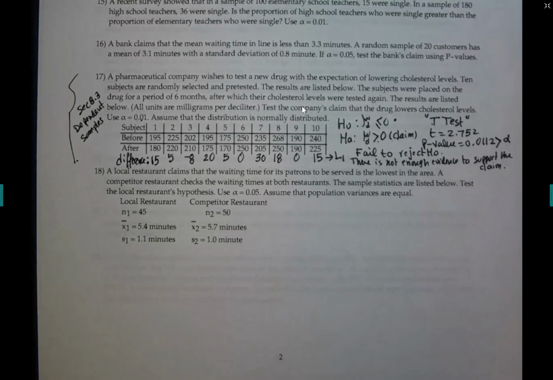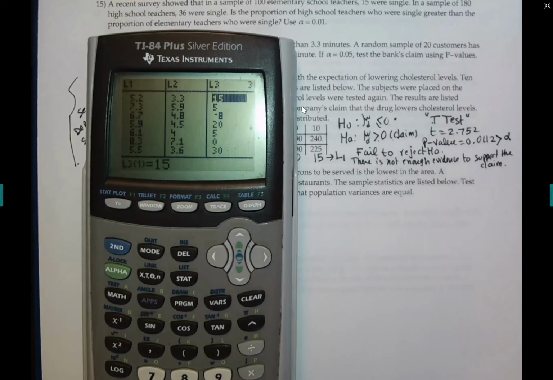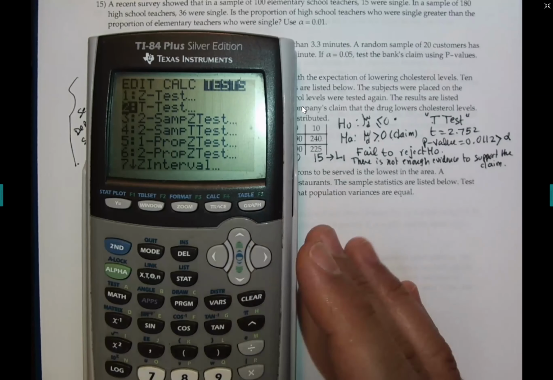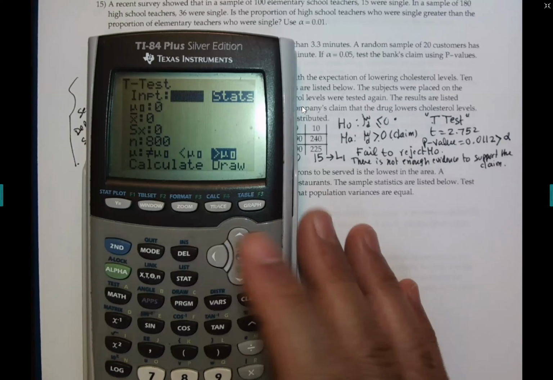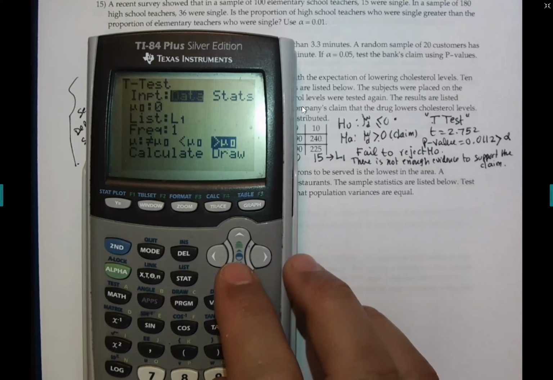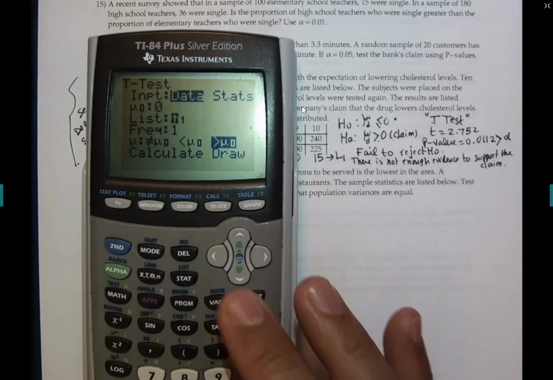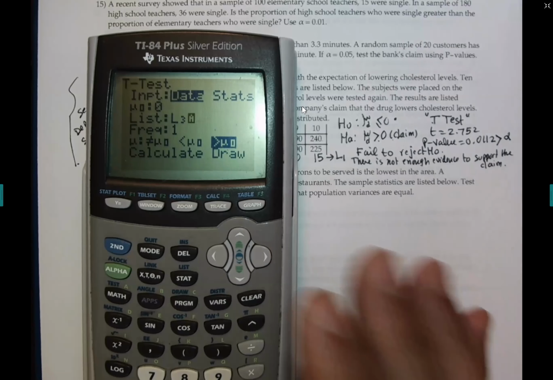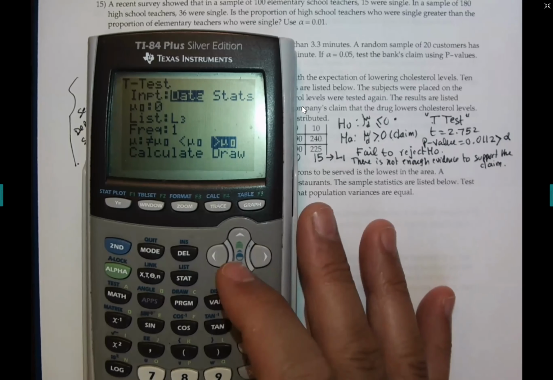Okay, so we go to stat, tests, T-test. All right, and data. I put my differences in L3, guys, so I'm gonna just change that to L3. Mu0 is 0, and this is L3. You probably did it in L1, so just keep it L1 here. And we need to test that it is greater than 0, and then we do a draw here.